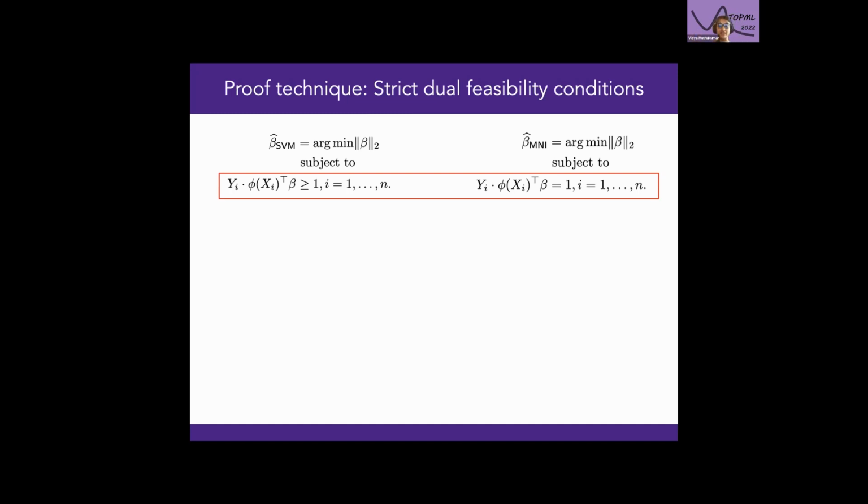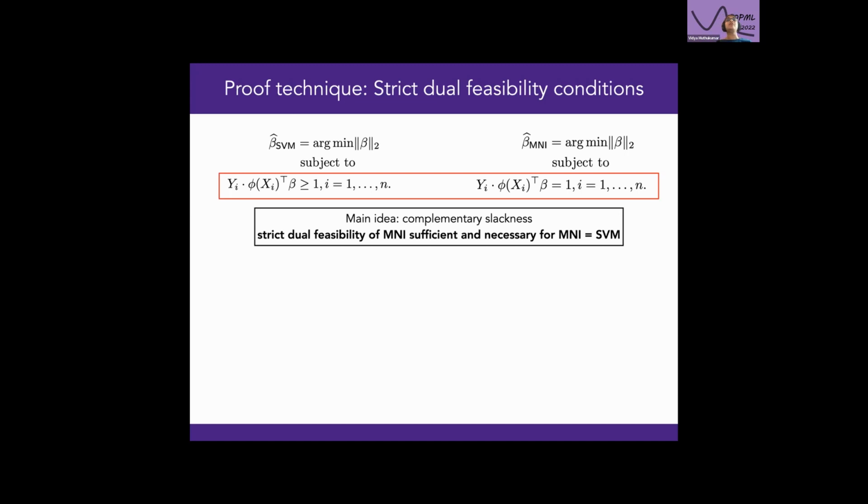So in order to show further that the solution is optimal, what we essentially do is we go to the dual formulation of the SVM, and we show that this primal candidate solution, beta hat MNI, is also strictly dual feasible. So it satisfies the strict constraints in the dual. And what that means is we can use the relationship between primal optimality and strict dual feasibility to show that this suffices for beta hat MNI to in fact be coinciding with the SVM. That is, for beta hat MNI to minimize the norm of beta, subject to the broader set of hard margin constraints.